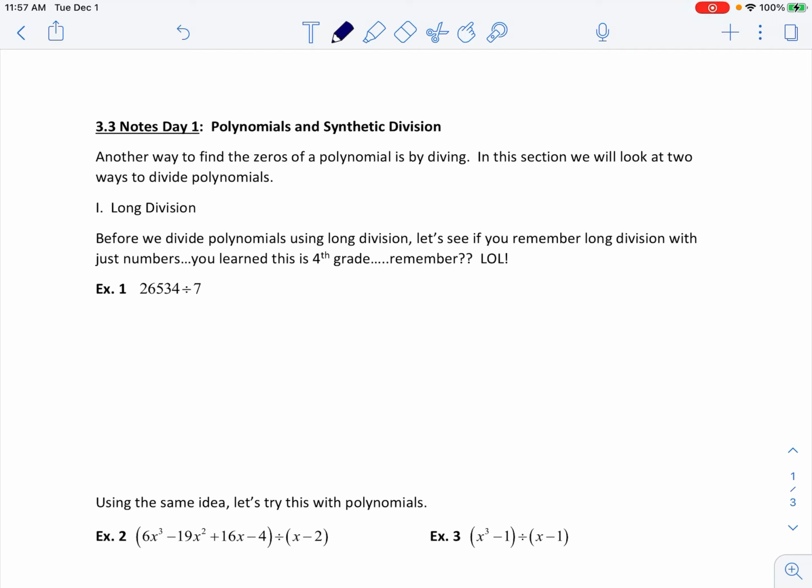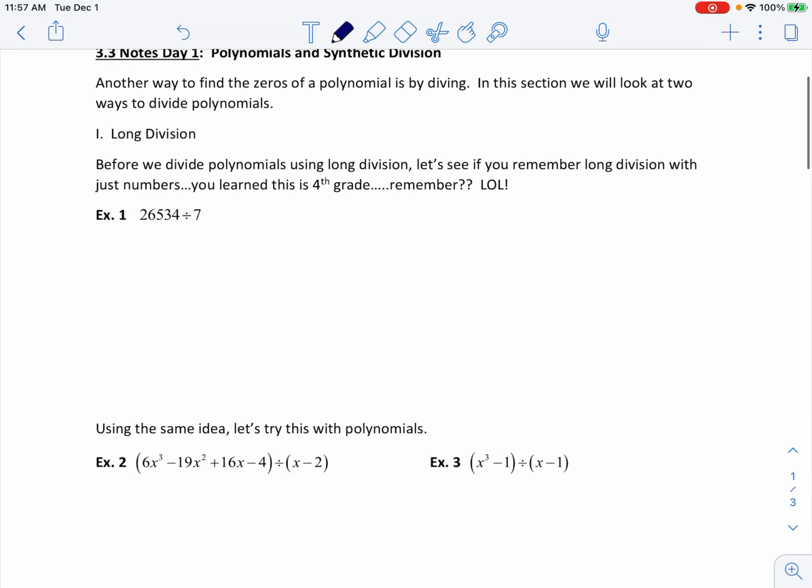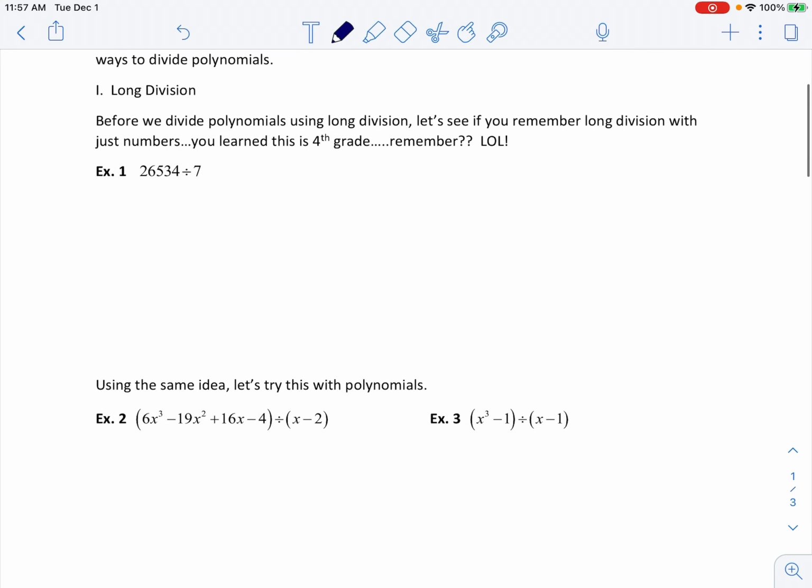I'm going to show you how to do long division today. So, you guys, I'm going to start with a really easy example, example number 1, just doing long division with numbers, and then we're going to extend it to polynomials. And then I'm going to show you a new way to do it. It's called synthetic division, but you still need to know how to do long division as well because it does come up in calculus. Believe it or not, we're actually doing it right now.